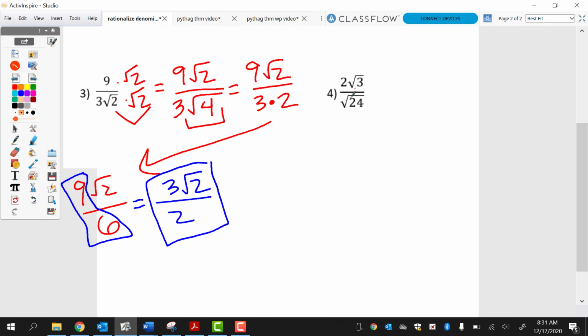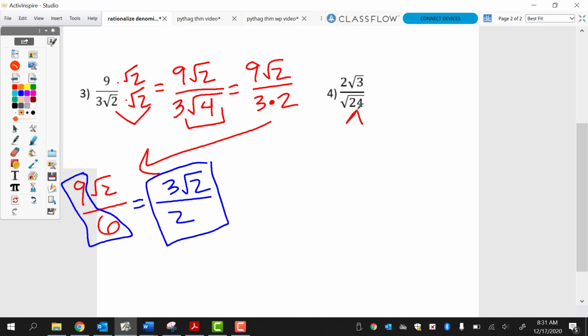Okay, the last one over here is a little more complicated because on the bottom is radical 24. Now 24 is a pretty big number. So I should simplify this before I start trying to get rid of the square root of the bottom. Now when I say simplify, what does that mean? Well, that means I need to break it down into the factors.